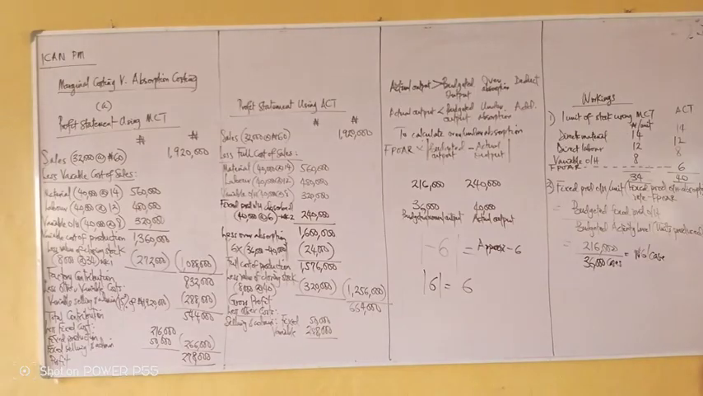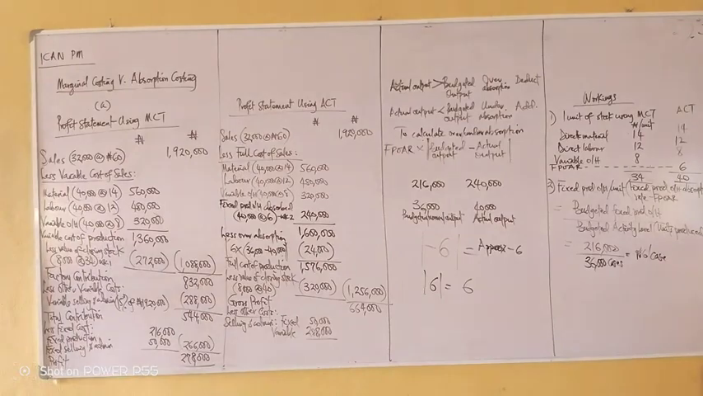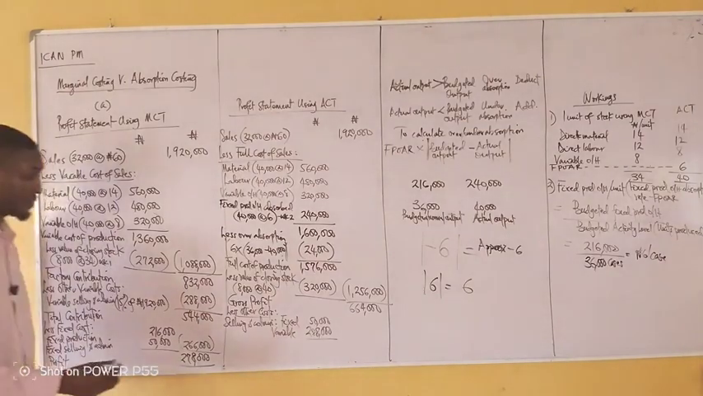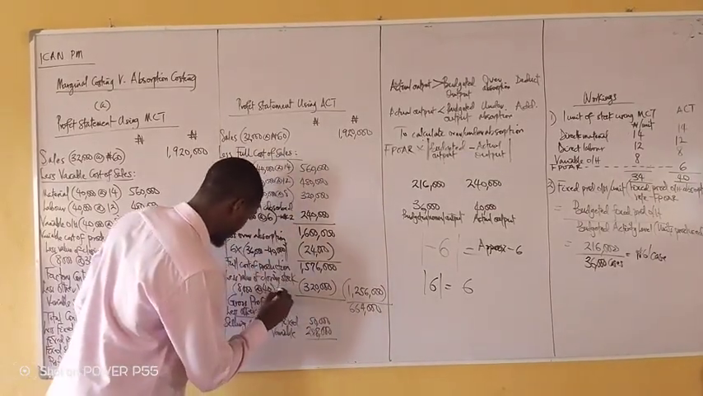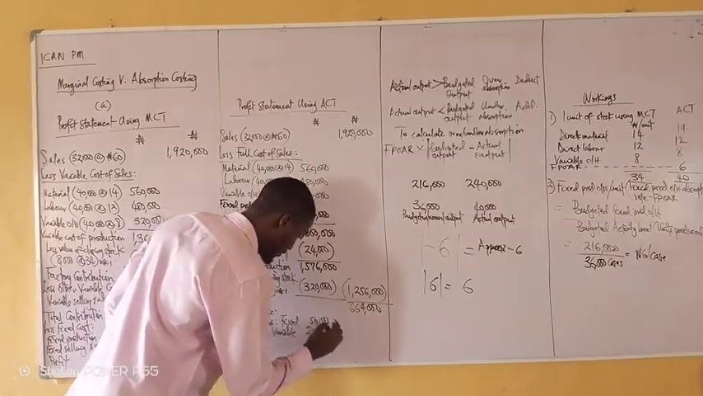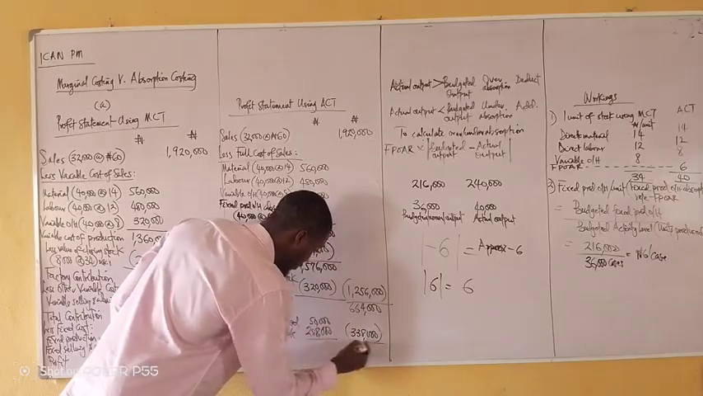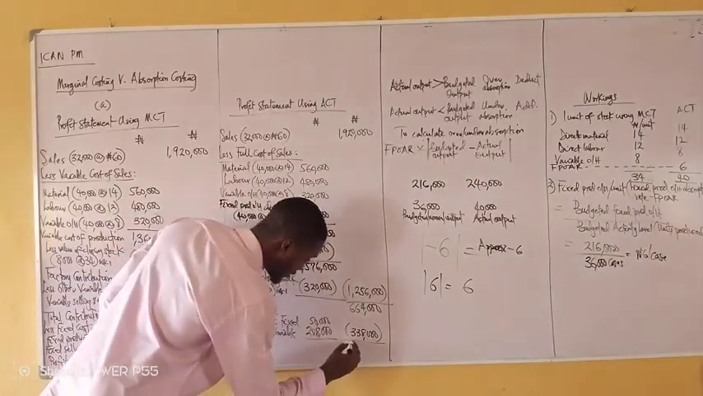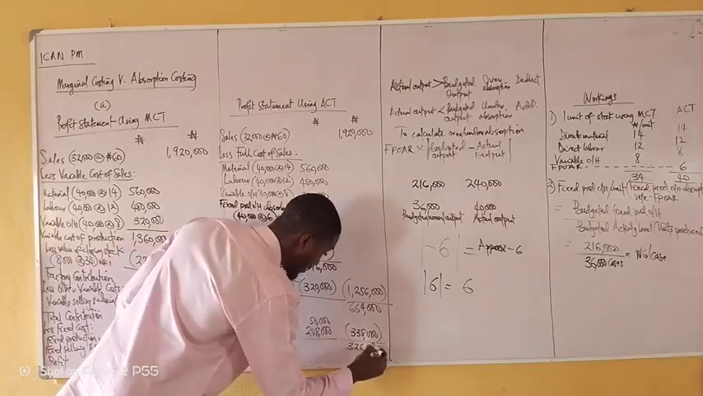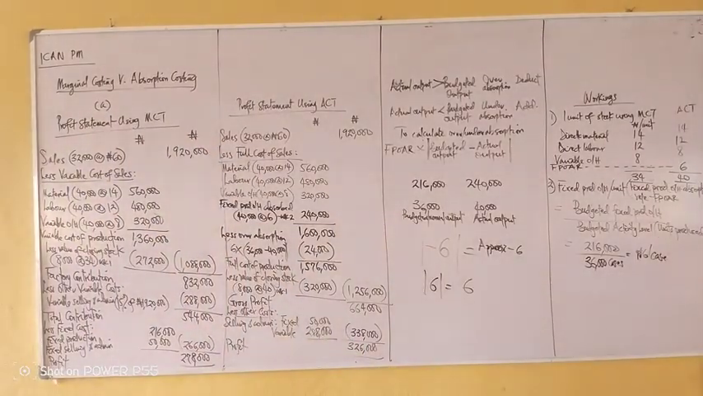So 50 plus 288 is 338. This is working 1. 338,000. Deduct from this, what do we have as our profit? 326,000. Now, going to the last part.